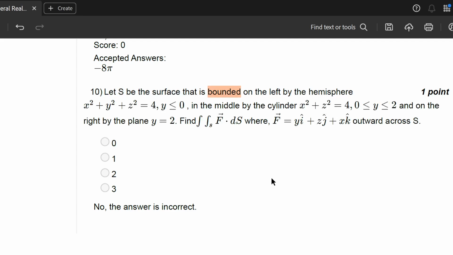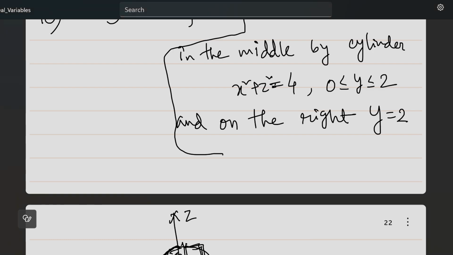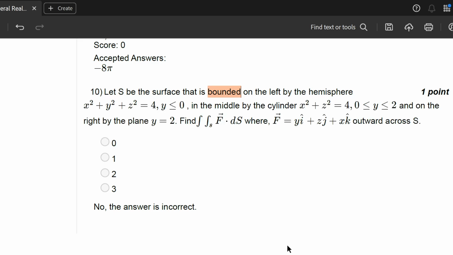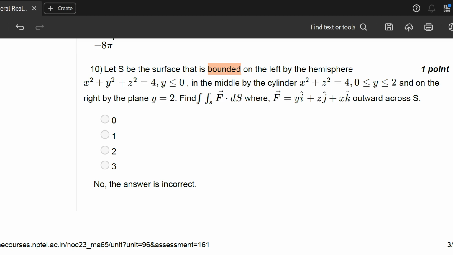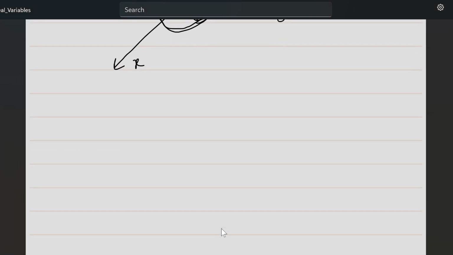Suppose you want to directly calculate the surface integral. You have to carefully put the limits of the integration. That is a very important thing. But here, finding the limits is actually difficult. So better you transform it to a volume integral. Since the surface is bounded, you can directly find the volume integral, or directly apply the divergence theorem.